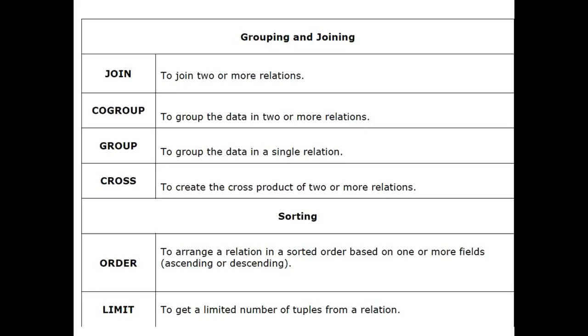We have seen sorting. We can order or arrange the data either in ascending order or in descending order. We also have seen limit, in order to limit the number of records taken from the relation. We have used the limit command as well. Order along with limit is something that we have seen. Yesterday we saw join, group, and order along with limit.